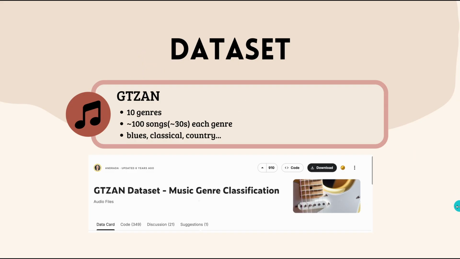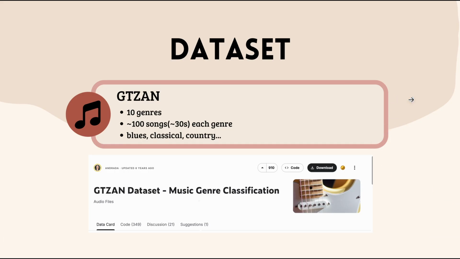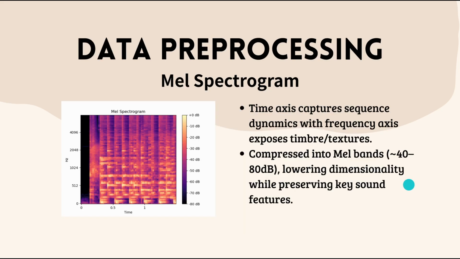As for our dataset, we use GTZAN. GTZAN is a popular benchmark in music information retrieval, containing 10 genres with about 100 songs per genre, each around 30 seconds long. For example, blues, classical, and country.